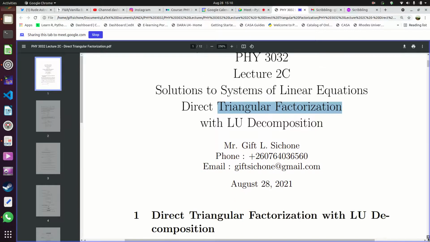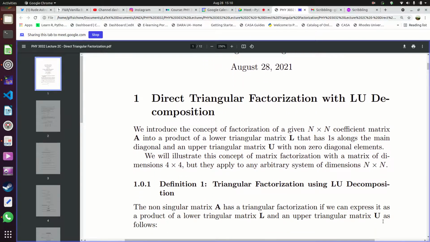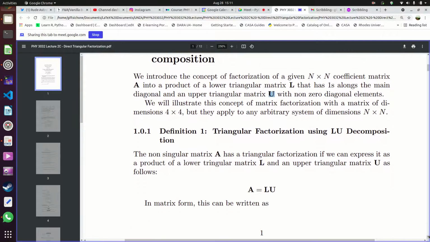So the aim here is to introduce the idea of factorizing a coefficient matrix, which is a square matrix n by n. We want to factorize this matrix A into a lower triangular matrix L and an upper triangular matrix U. If you multiply these factors L and U, we should get back our A.